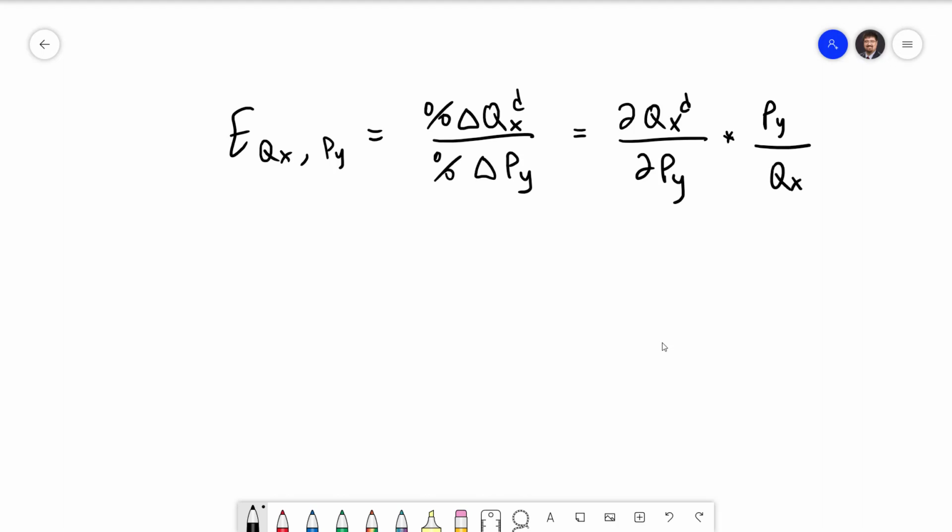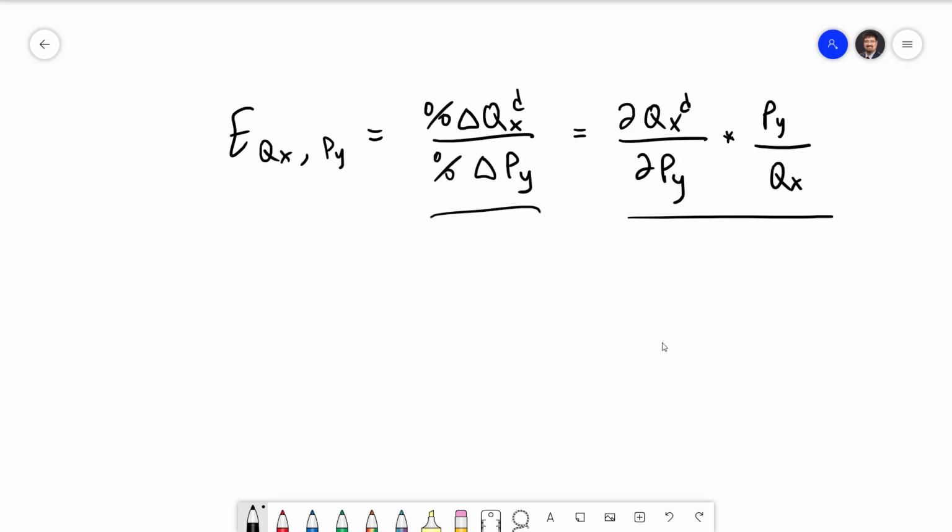This looks very similar to the own price elasticity, except it's price of y instead of price of x. I should emphasize right now that these two formulations are exactly the same thing. They're just two different ways to calculate it depending on the situation we're in. If what we have is percentage changes, we can use the first one. If what we have is just a demand function, we use the second one.